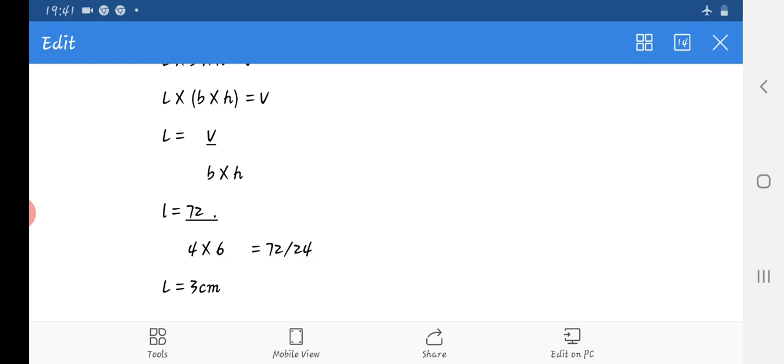This is how we are going to stop today. Next class, we are going to look at volume of cylinder and cone.